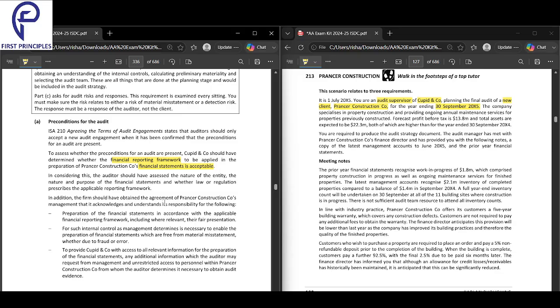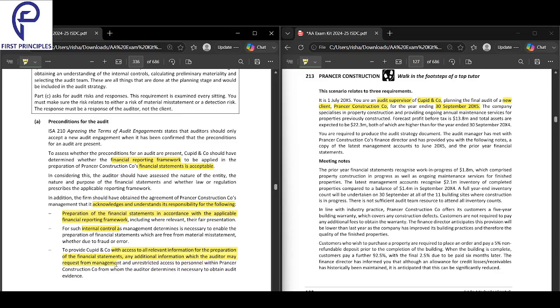That's the first thing. The second thing they have to establish is that the management accepts their responsibility regarding three things. Firstly, that they have prepared the financial statements in accordance with an acceptable financial reporting framework. Second, that they have maintained internal controls in their organization. And third, that they will give the auditors access to all information relevant to the preparation of the financial statements if the auditors request it.